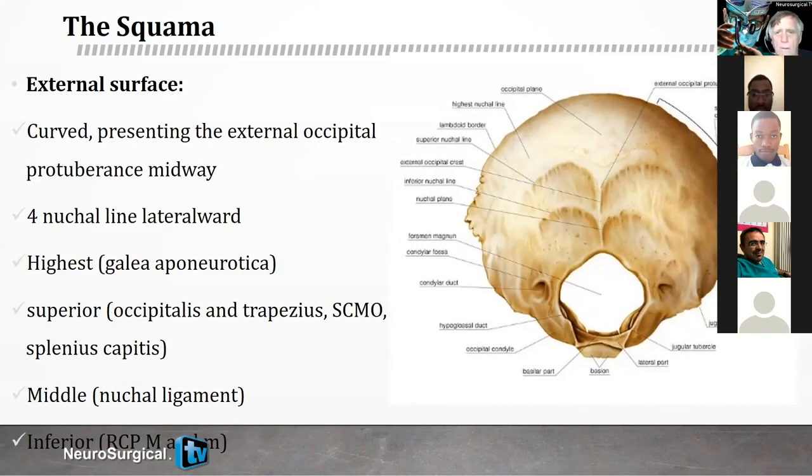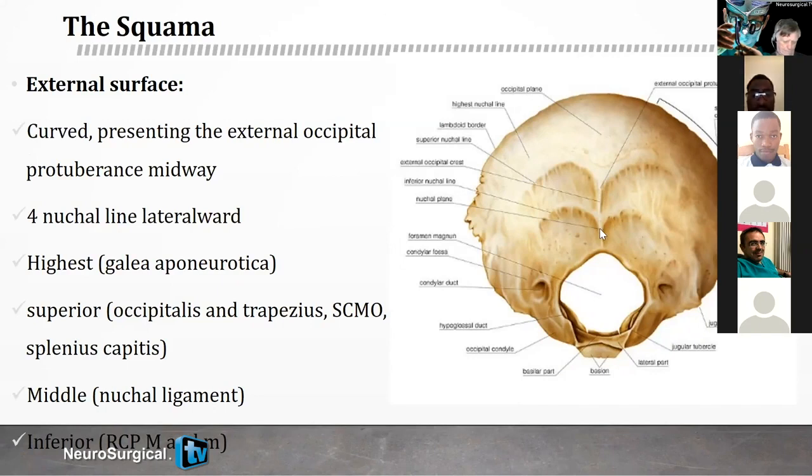The extracranial or external surface is a curved surface which presents, midway between the summit and the foramen magnum, a crest, a protuberance called the external occipital protuberance.